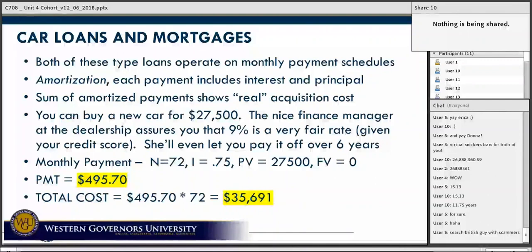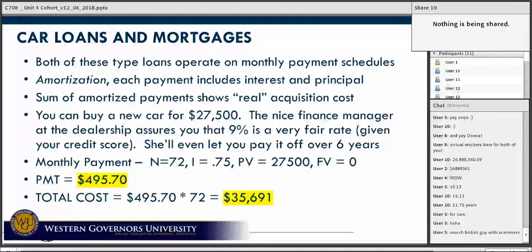Well, we solved that by saying n equals 72. Why? 6 years times 12 months a year, 72 payment periods. The interest rate is 0.75%. 9% divided by 12 is 75 basis points, or 75 hundredths of 1% every month.